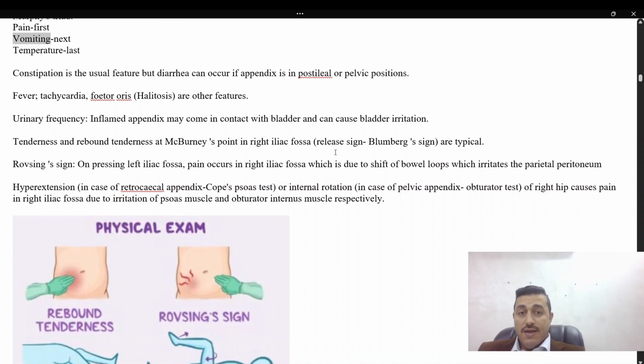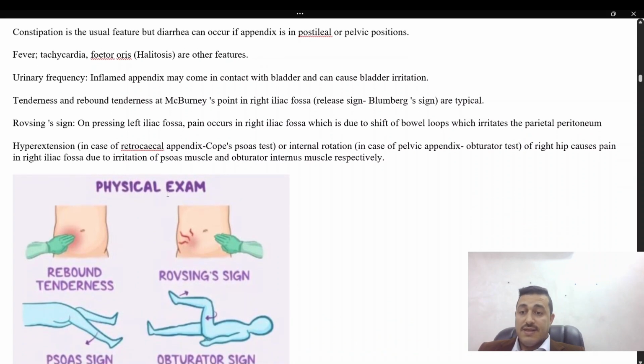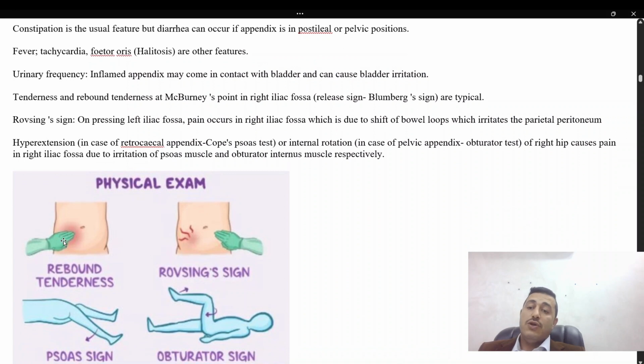This is called the Blumberg sign, the rebound tenderness. Actually, when we press, if pain is elicited, this is tenderness. If we remove our hand and we elicit pain while removing our hand, this is rebound tenderness, or McBurney sign or Blumberg sign. These are typical for appendicitis.